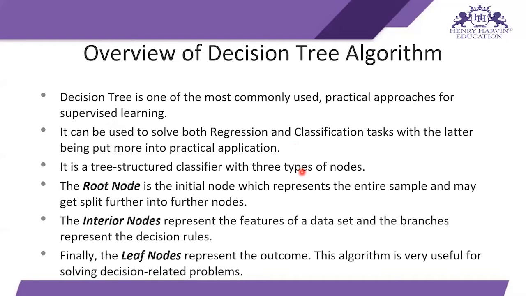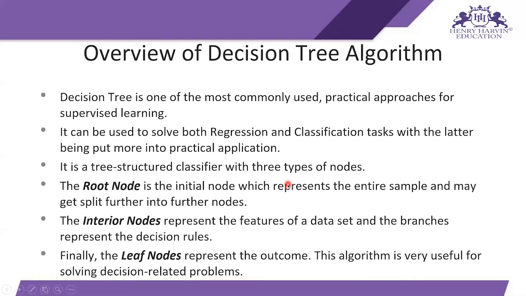It is a tree structure classifier with three types of nodes. The root node is the initial node which represents the entire sample and may get split further into other nodes. The interior nodes represent the features of the data and the branches represent the decision rules. Finally, the leaf nodes represent the outcome. This algorithm is very useful for solving decision related problems.